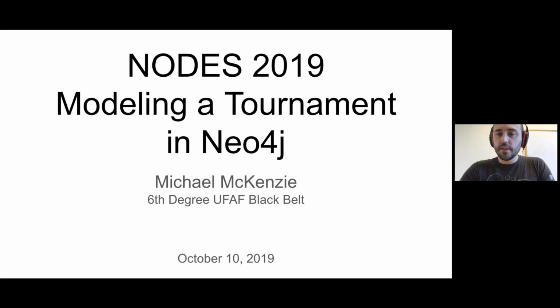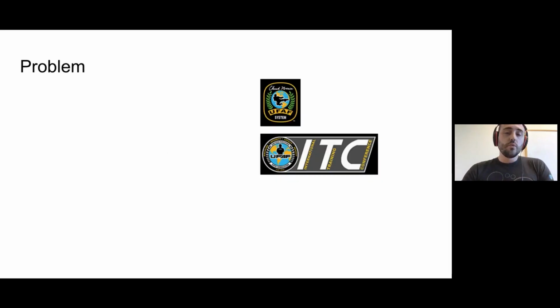My name is Michael McKenzie. I'm a sixth degree UFAF black belt, and I'm going to talk to you about a personal passion project that I'm working on turning into a prototype for the organization that I'm associated with. And it's based around modeling a tournament in Neo4j. So, what's the problem?